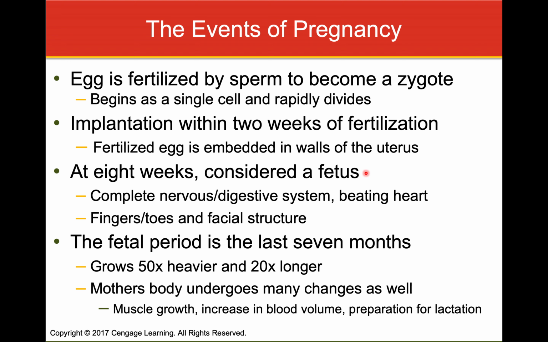It continues to divide while it's implanted there, and at 8 weeks, you're going to have what's considered a fetus. And at this point, there's going to be a complete nervous and digestive system and a beating heart. And with imaging here, you can also see fingers and toes and facial structure. After this stage, we have what's called the fetal period, and that's going to take us through our last 7 months. And in this period, it's going to grow 50 times heavier and 20 times longer.